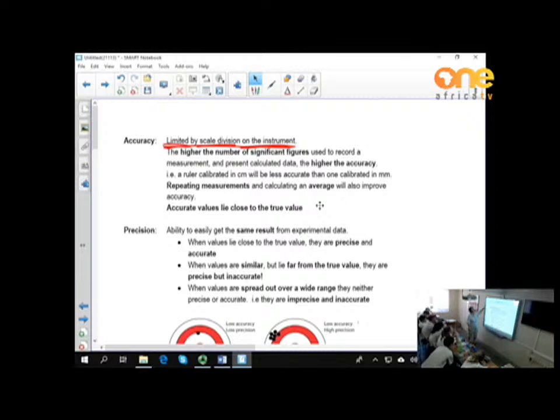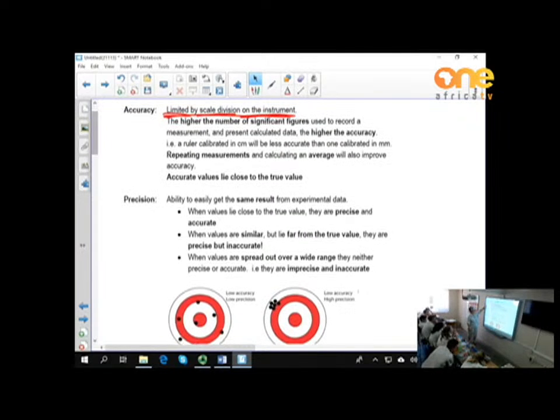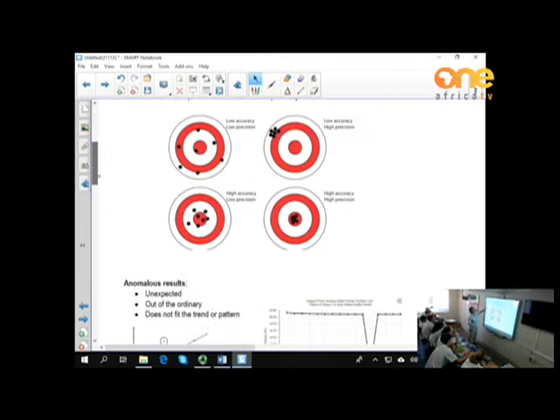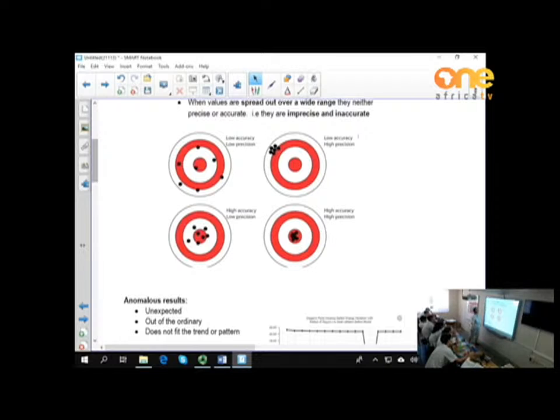A ruler calibrated in centimeters will be less accurate than one calibrated in millimeters. That will also improve accuracy. Accurate values lie close to the true value. Here I've got a bullseye. If I am trying to hit the bullseye of the target, that's the true value. In this one, all my shots hit the bullseye. It hit the true value. It's as close as possible to the true value as it can get.